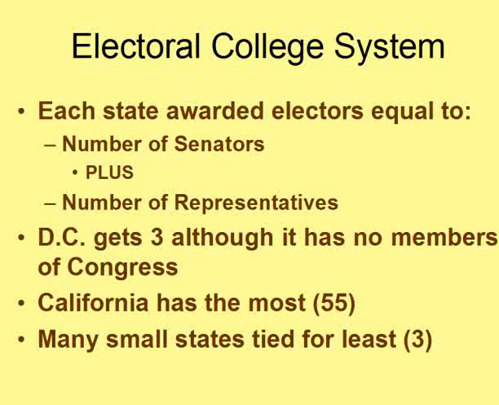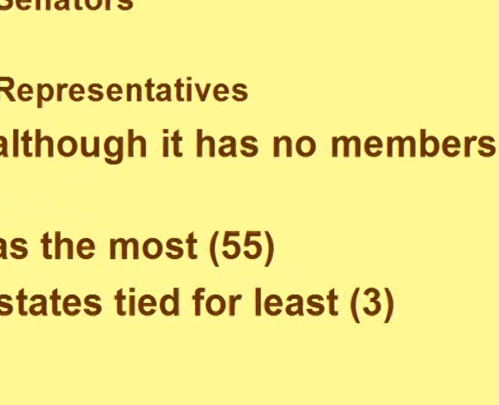Now, the way our system works is we have an electoral college system in which each state is allocated a certain number of electors. The number of electors that a particular state has is equal to the number of senators of that state plus the number of representatives from that state. Of course, the Senate is two to a state, so every state has two. The representatives run from as few as 1 to as many as 53.